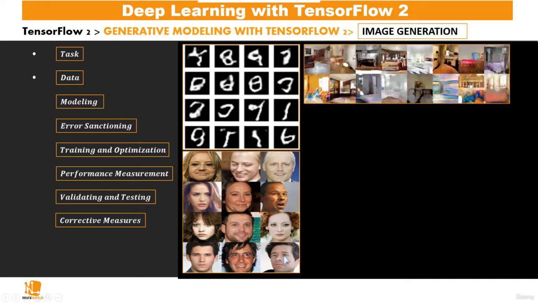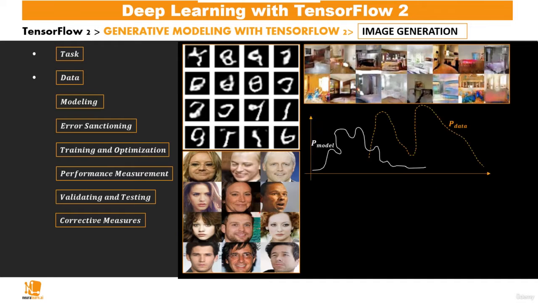Now note that we are not only limited to images. In text, we could also generate text. In sound, we could generate sound. And in fact, many other forms of data can be generated.